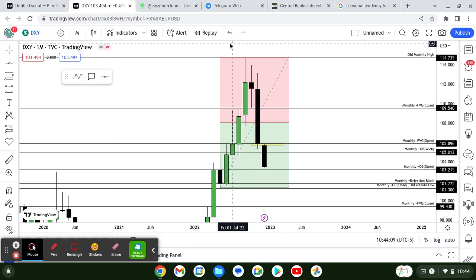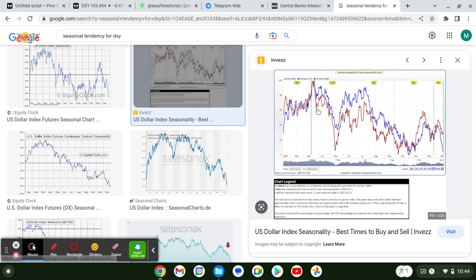So first thing that you got to do to define your monthly bias, you need to refer to the possibility of a seasonal tendency, right? So this is a seasonal tendency. The blue line is the 23-year seasonal tendency for DXY. We can see January, it comes up, makes a high, then comes down, and then continues. So January seasonality is bullish, right?